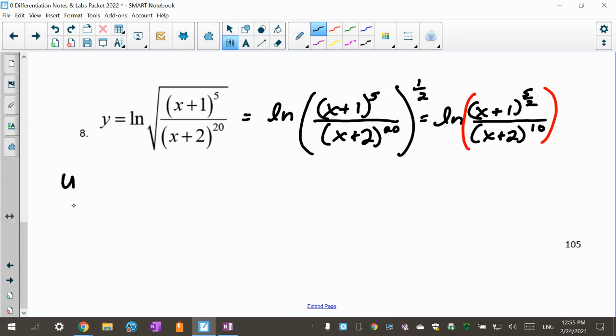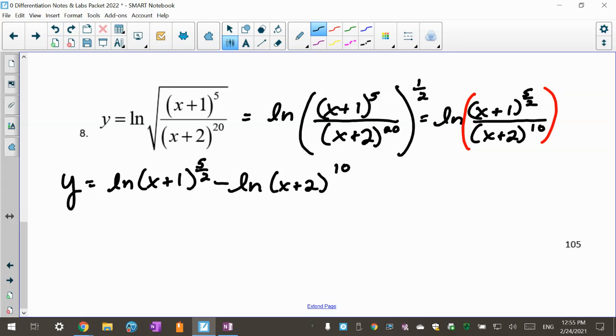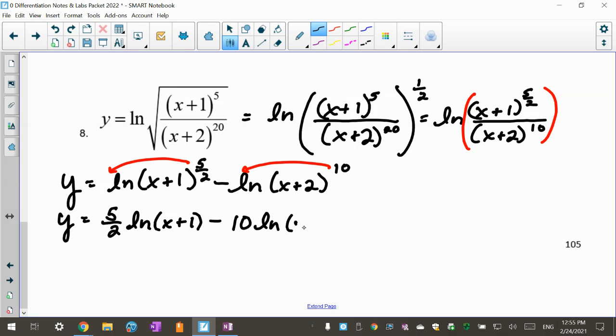So notice I'm not doing the derivative yet. I'm just rewriting it. So I have the natural log of x plus 1 to the 5/2 minus the natural log of x plus 2 to the 10th. And then I'm using the log rules to bring down my exponent. This is not the power rule. I'm just bringing my exponent down. So I'm rewriting this to say y equals 5/2 the natural log of x plus 1, minus 10 natural log of x plus 2.